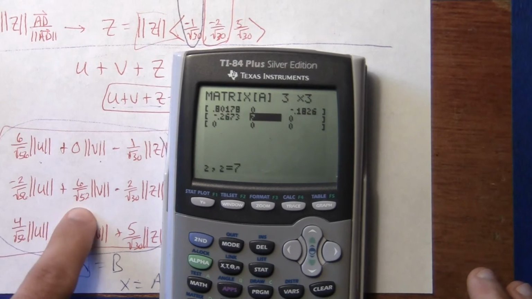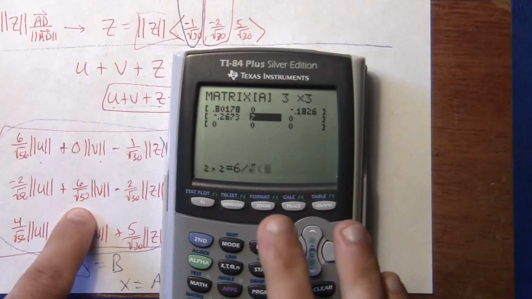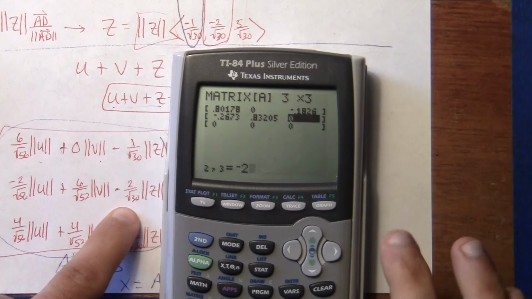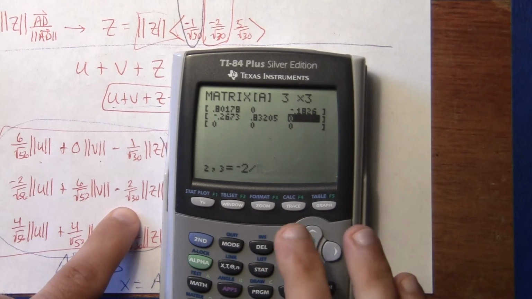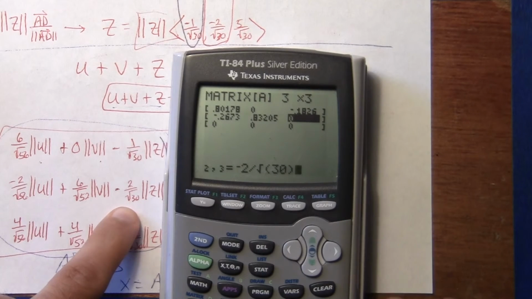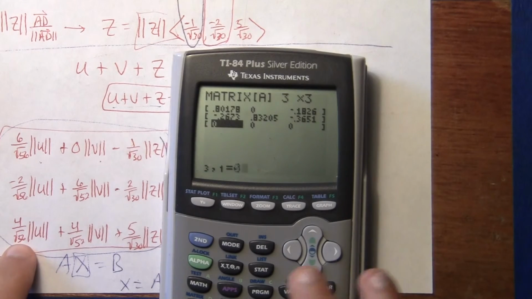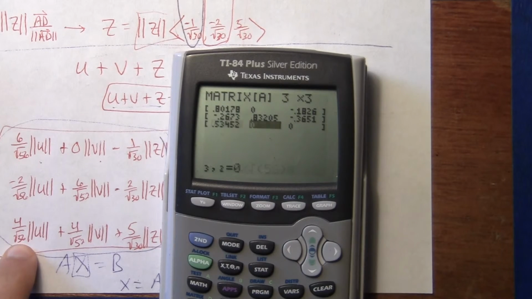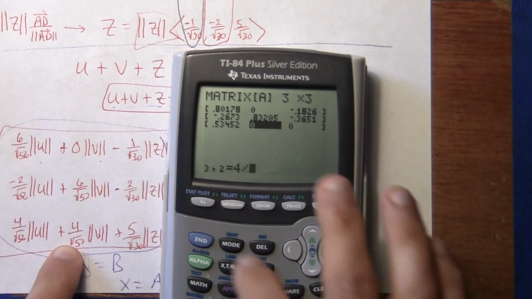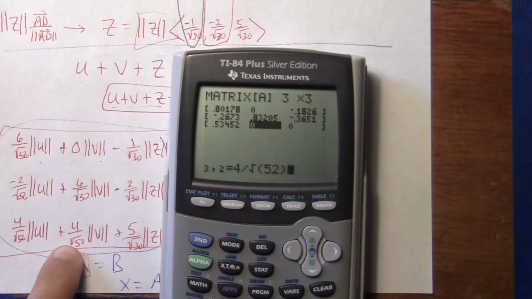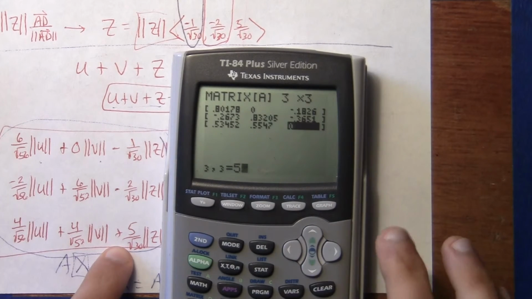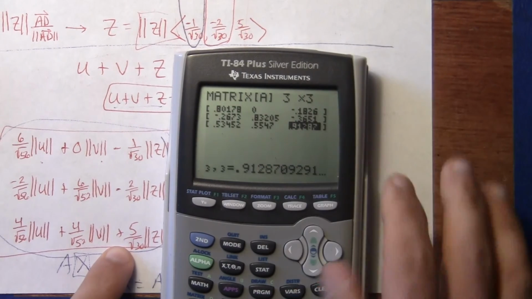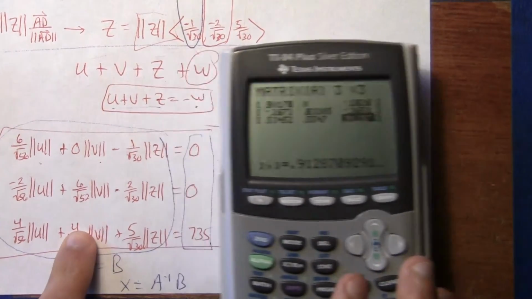Hit enter. Next one is 6 divided by the square root of 52. Hit enter. -2 divided by the square root of 30. Hit enter. Last row, it's going to be 4 divided by the square root of 56, 4 divided by the square root of 52, and 5 divided by the square root of 30. And now I've got all my information for my coefficient matrix entered in.